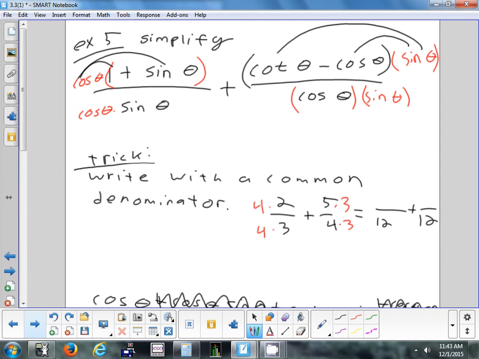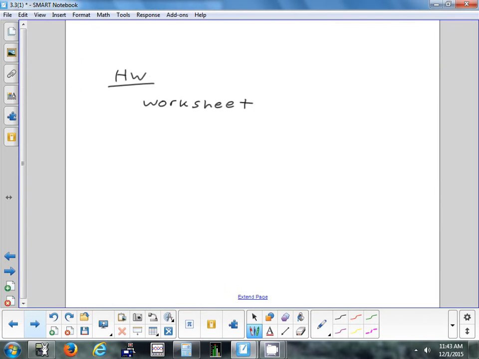So don't forget about your conjugates, changing to sines and cosines, and writing things with a common denominator. Those are the three big tricks.